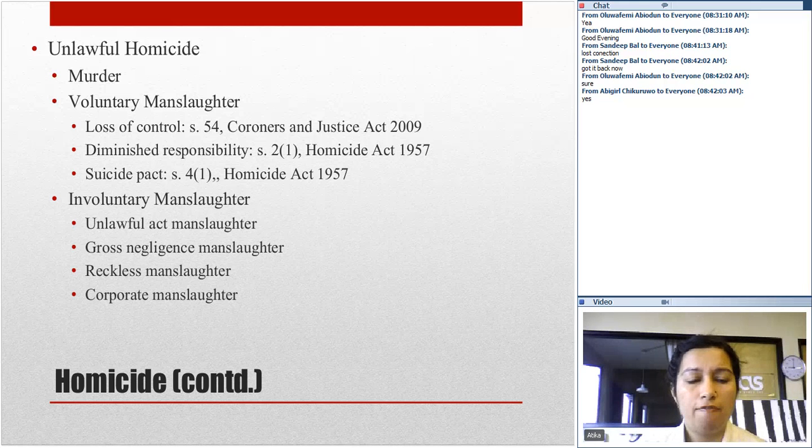Then you have involuntary manslaughter. Those are unlawful act manslaughters. There's gross negligence manslaughter. There is reckless manslaughter. There's corporate manslaughter. We're going to go further when we read about involuntary manslaughter. We're going to read those in detail. I don't want to touch them right now, so we don't deviate from the main topic, which is murder, the homicide right now.